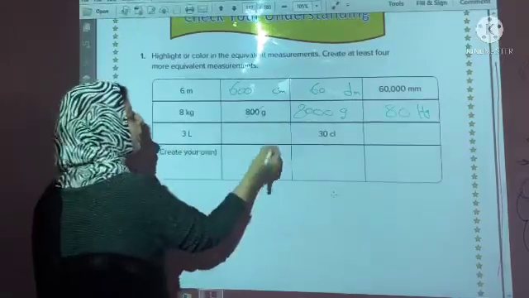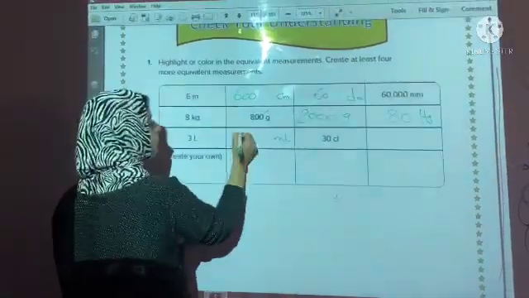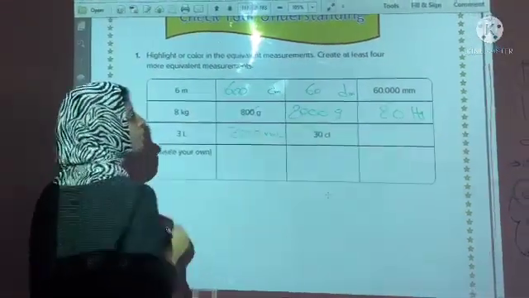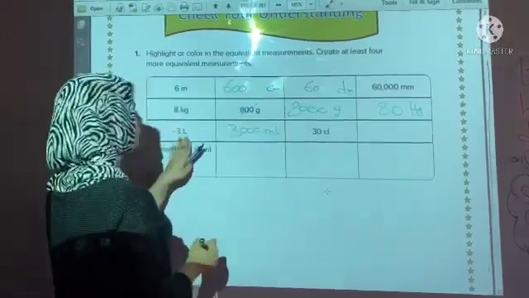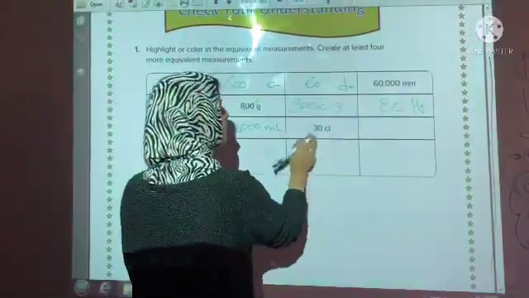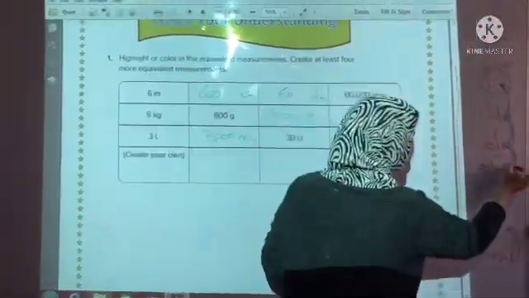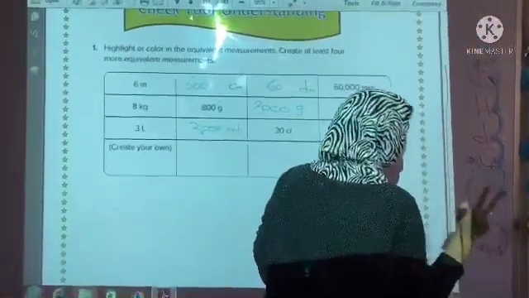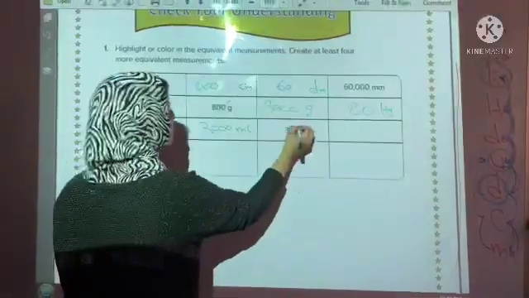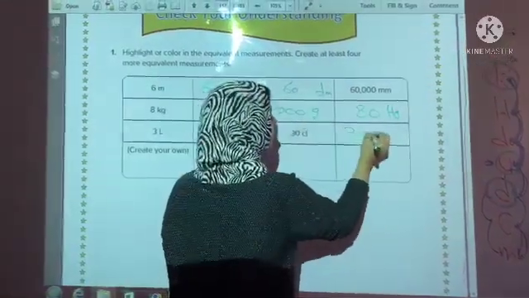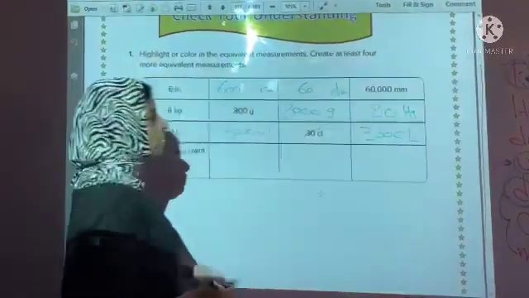3 liters equal how many milliliters? It will be 3,000. And 3 liters equal 30 centiliters. Let's see, from the unit liter to centi, I make it times 100, not times 10, so it will be 300 centiliters.